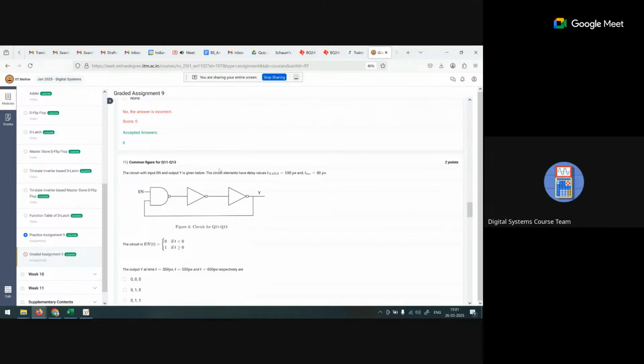The circuit with the enable and output Y is given below. The circuit element has a delay. NAND and the inverter is 40 picoseconds. Okay.